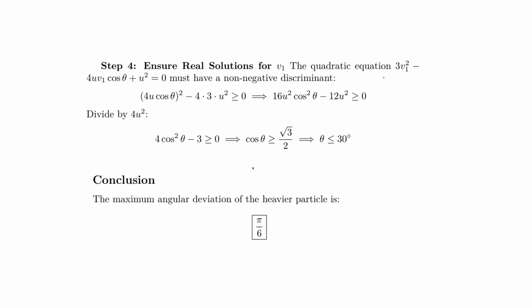That is the quadratic equation, this 3v1 square minus this, it should have a non-negative discriminant, so this value should be greater than or equal to 0. When we equate it, we are getting 4 cos square theta minus 3 is greater than or equal to 0, so theta should be less than or equal to 30 degrees. So the maximum angle of deviation will be 30 degrees, that is pi by 6. Thank you.